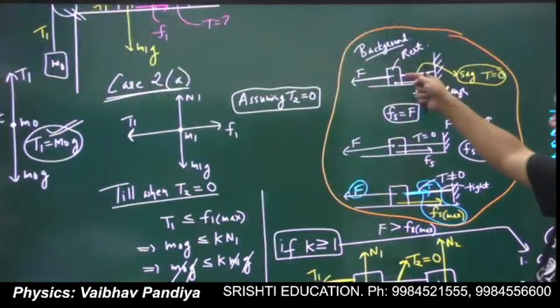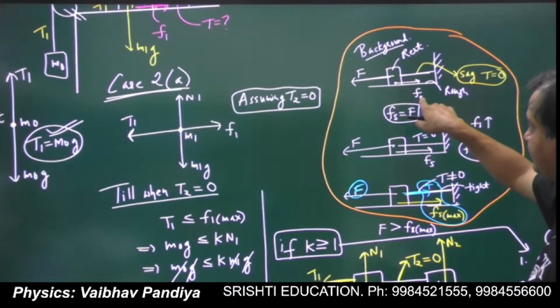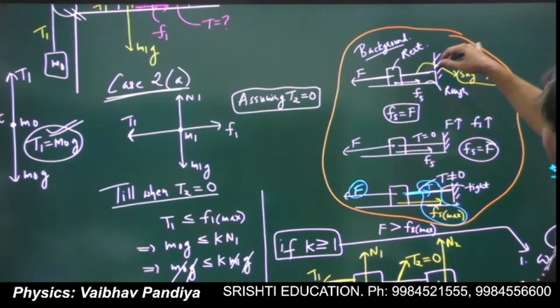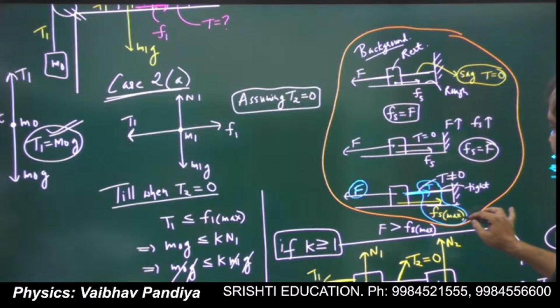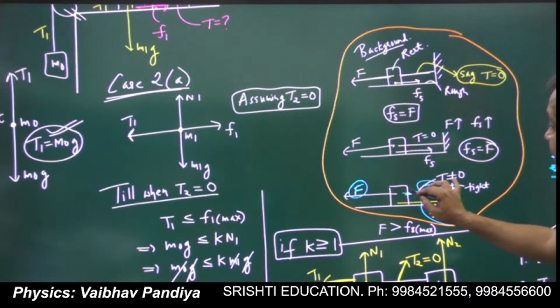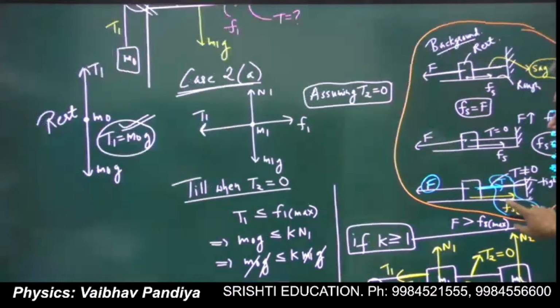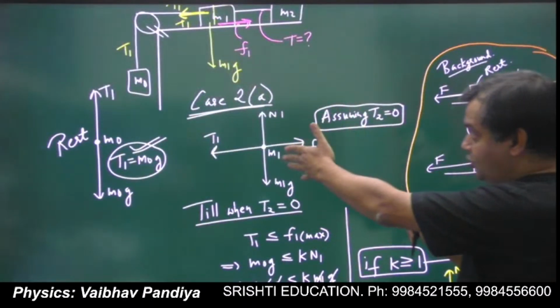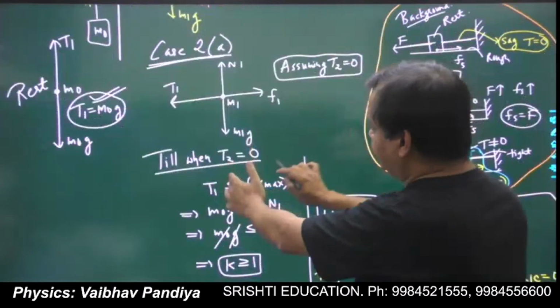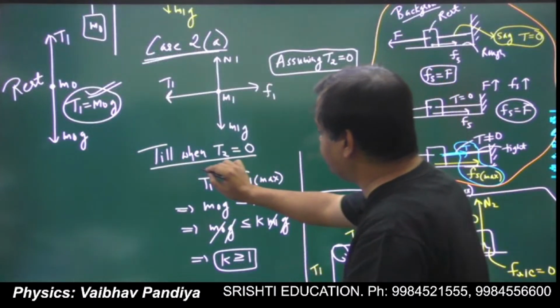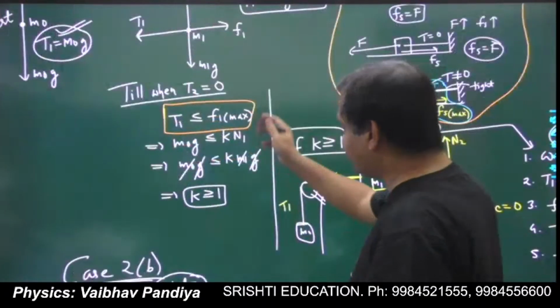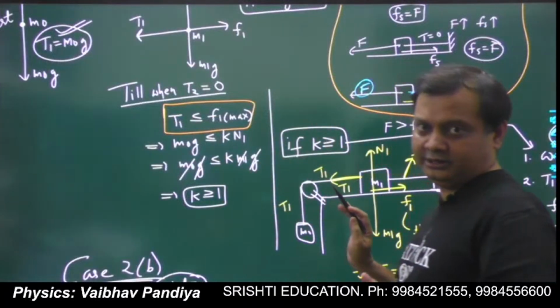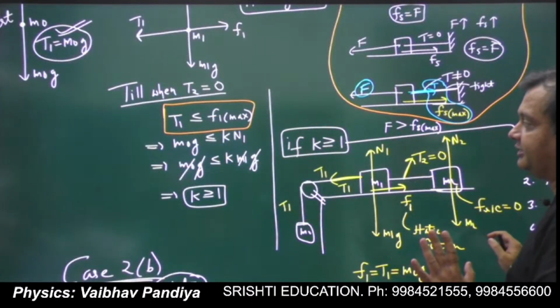If this is a pulling force and F is less than or equal to Fs, no tension will act on this string. But as soon as F exceeds Fs max, the limiting friction, the tensional force will start operating. So first we are assuming case 2a, when there is no tensional force in the second string. This will happen when T1 is less than or equal to F1 max. And this will happen when k is greater than or equal to 1, when the coefficient of friction is greater than or equal to 1.